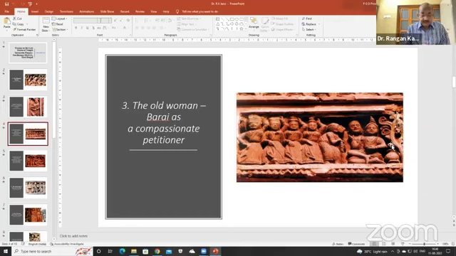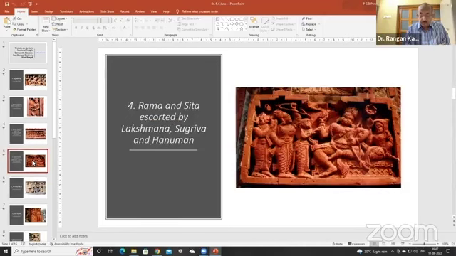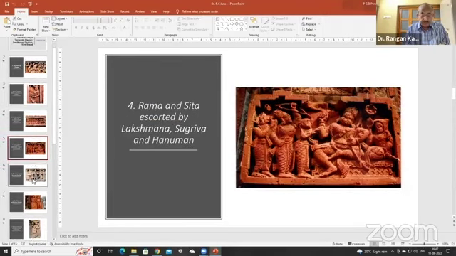In case of Ramayana, I selected one, that is figure number 4. Sita is seated on the throne, with her husband, escorted by Hanuman, Sugriva, and Lakshmana.